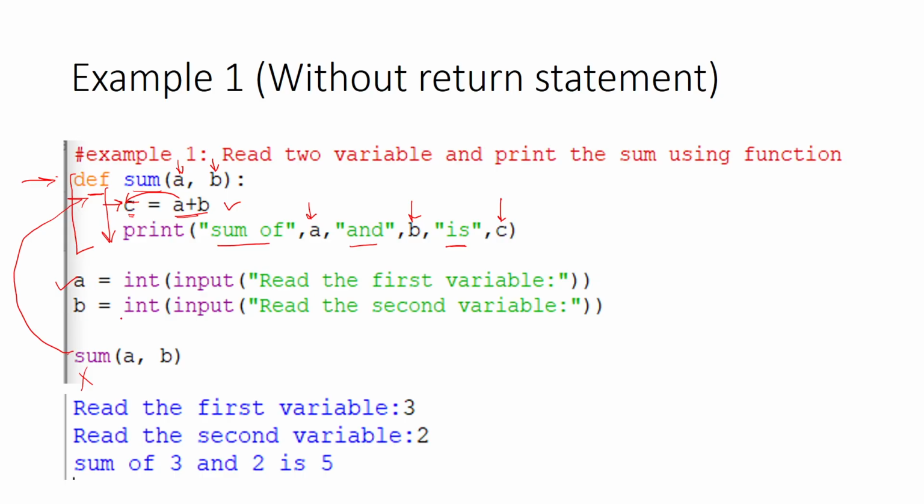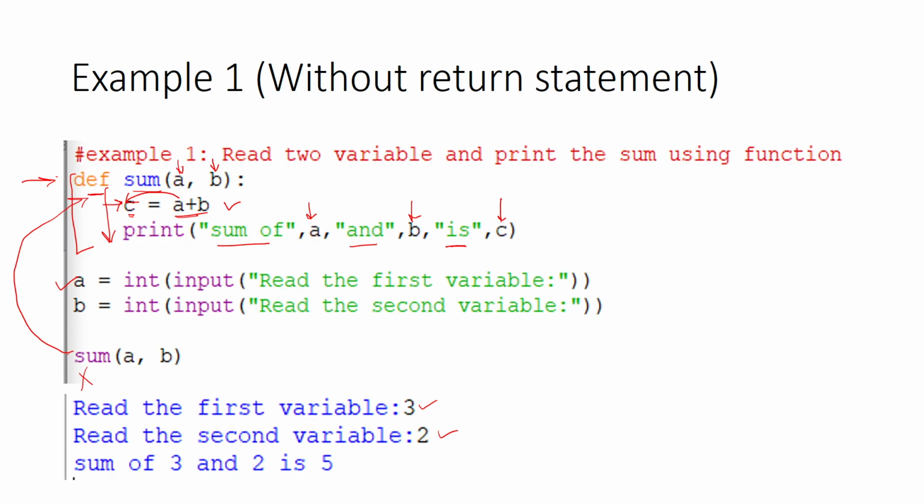Now it reads two values, so I have entered 3 and 2 as the variables a and b, and then I call this sum. The sum will jump to this location, it will compute c, that is 3 plus 2, that is 5, then the system will print "sum of 3 and 2 is 5". So this is how a normal function works.